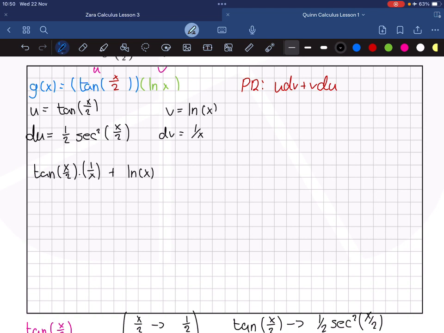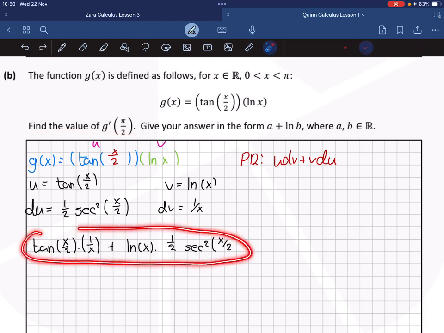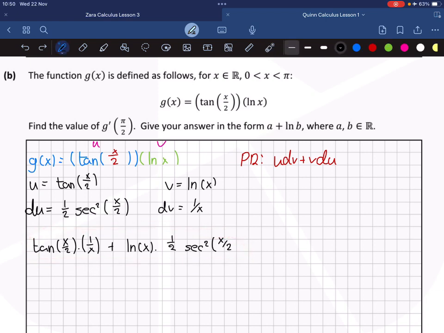And then we multiply that by du, which is the complicated looking one, which is a half sec squared of x over 2. So we don't really need to do much now, because what the second part of this question said is find the value of g prime of 2. So this is what g prime is equal to. Now we need to figure out what happens when we plug pi over 2 into it.